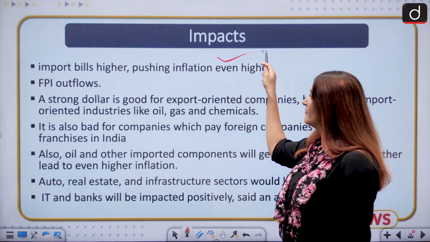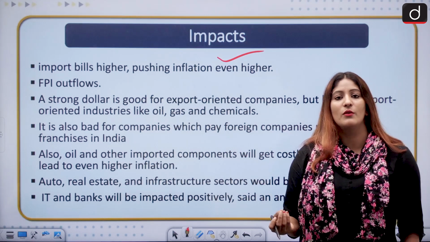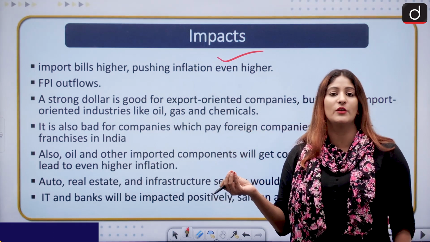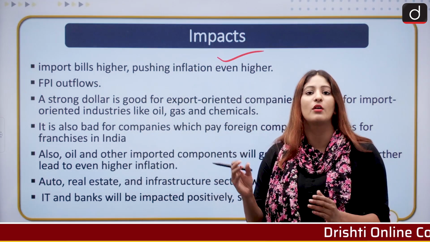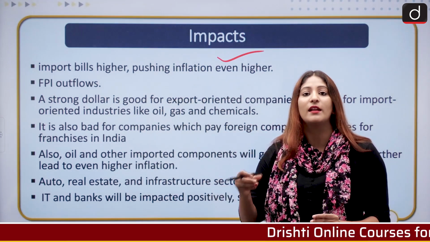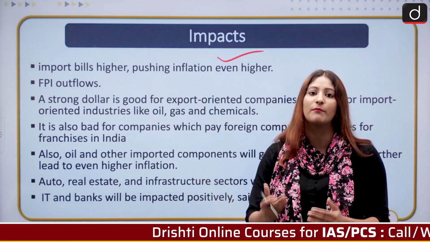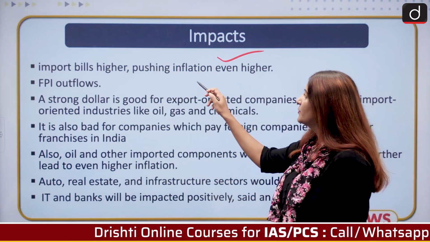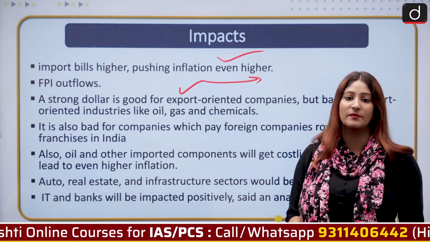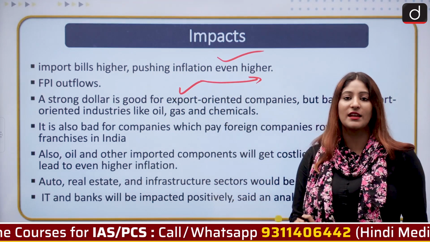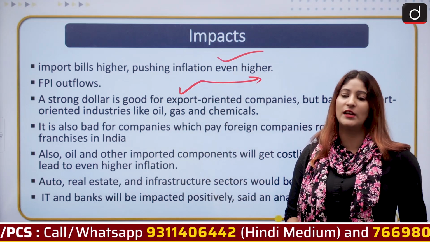Imports, what are the impacts? Import bills are of course higher, because if we could earlier buy more dollars for n number of rupees, now we cannot buy that amount of dollars for the same n rupees, and that makes the import bill higher. It pushes inflation even higher. And then FPI outflows: foreign portfolio investors, people who are investing in our country, will move out to another country because the returns are not very lucrative.